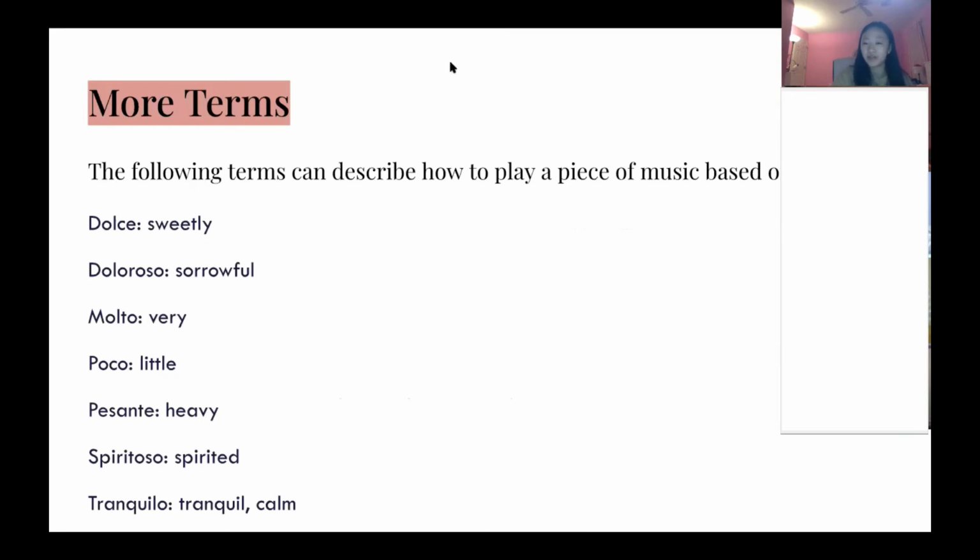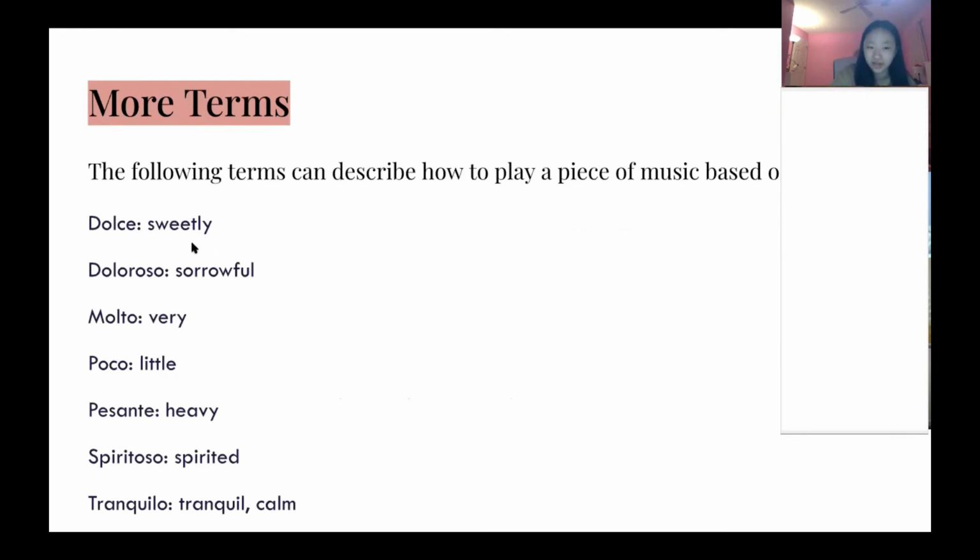I think we started a bit late, so we're going to end at 6:35 today, but let's get through this. So the following terms, these are just more terms. The following terms can describe how to play a piece of music based on emotion. So like you see sweetly, sorrowful, those types of words.